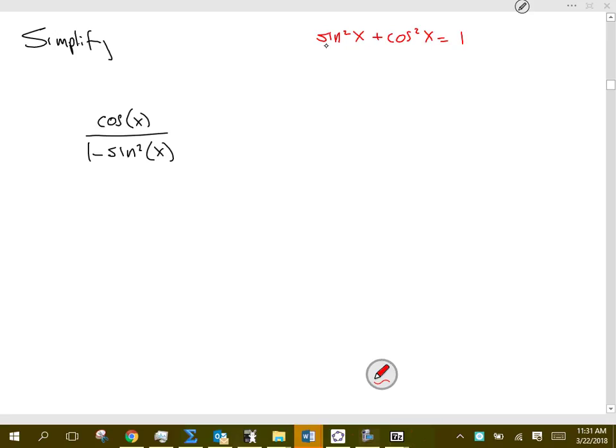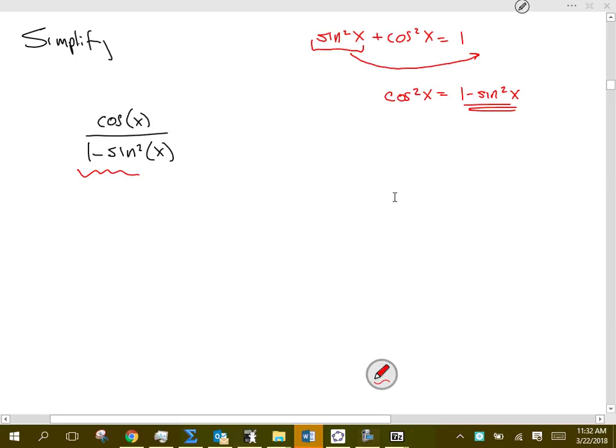So looking at this one, can I transform this red one where it looks like that one? Can I take this sine squared x here and move it to that side? And that would leave me with cosine squared x is equal to 1 minus sine squared x, right? Do you see now that that is the expression that we have in our problem? What can I replace it with? Cosine squared.